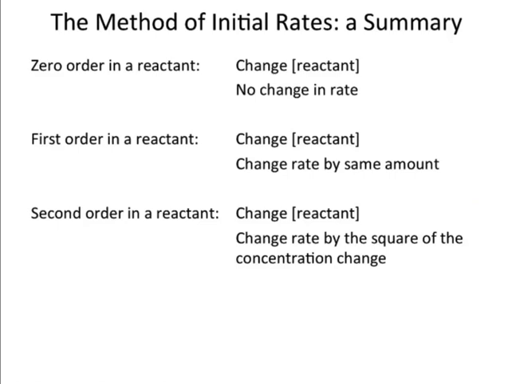Okay, so let's summarize. So if you're zero order in a reactant, it means that as you change the concentration of the reactant, you don't change the rate. Now, first order in reactant means as you change the concentration of reactant, you change the rate by the same amount. Second order in reactant, change the reactant concentration, you change the rate by the square of the concentration change, i.e. if you double it, you quadruple. If you triple it, you multiply your rate by 9, things like that. So that's the method of initial rates.